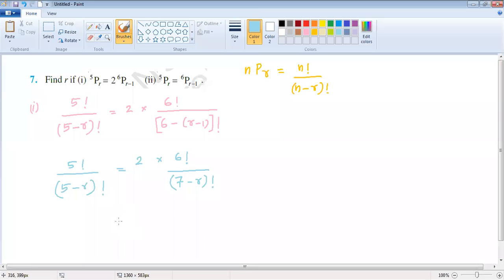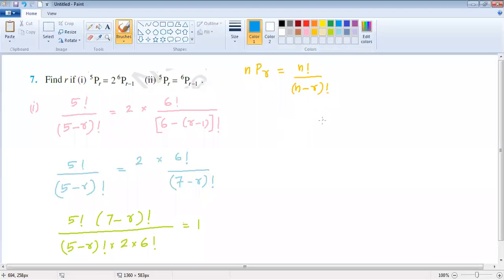Okay. Now, you can cross multiply, or it will be like this. 5 factorial, when you cross multiply, into 7 minus r factorial divided by 5 minus r factorial into 2 into 6 factorial is equal to 1. Just cross multiplied.